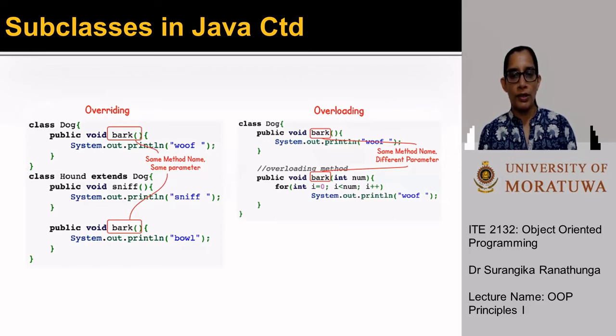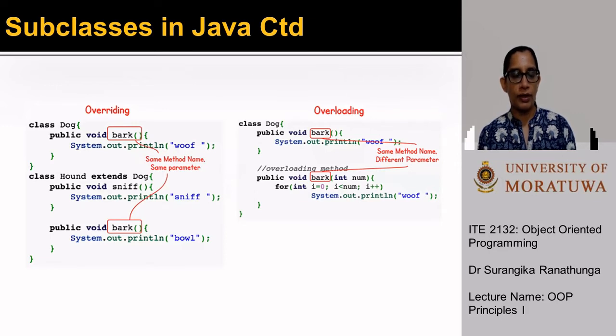Overloading means within the same class, we have two methods of the same name, but the method signatures are different. So in overloading, we consider it only within one class. Within one class, we can have two methods with the same name, but the overall method signature is different. For example, the first bark method takes no parameters. The second bark method takes an integer number.